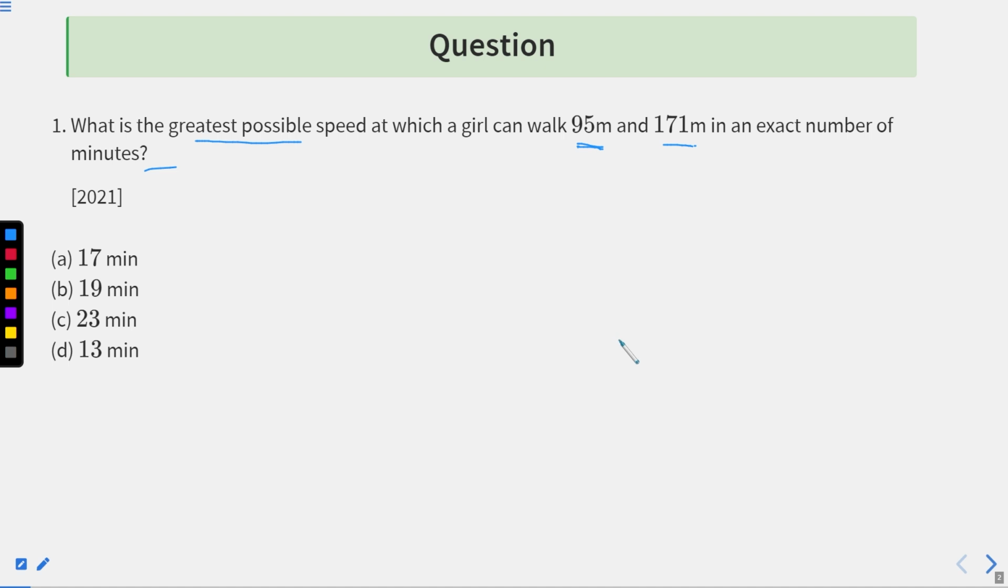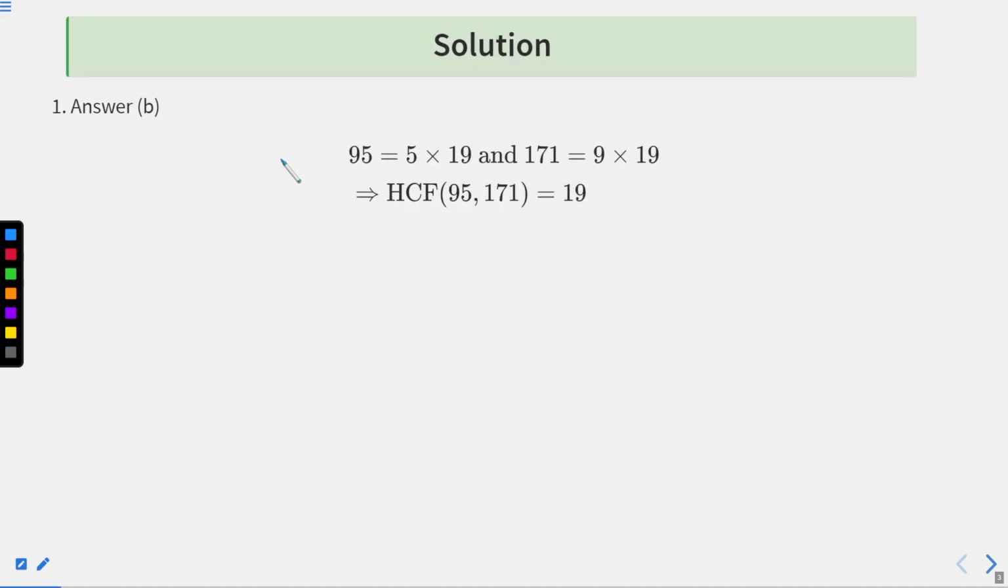You know what is HCF? Highest common factor of two numbers. For finding HCF, we can use the prime factorization method or the Euclid division algorithm. So 95 is equal to 5 into 19, and the prime factorization of 171 is equal to 9 into 19. Here you can observe that the common factor in the two numbers is 19.